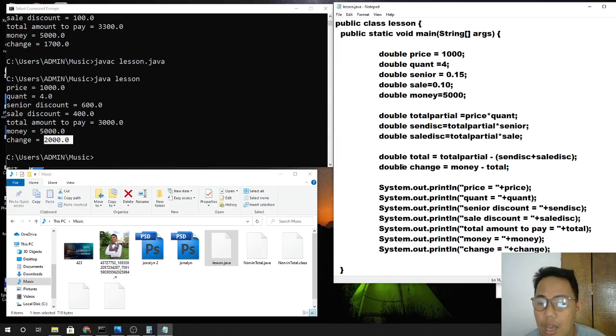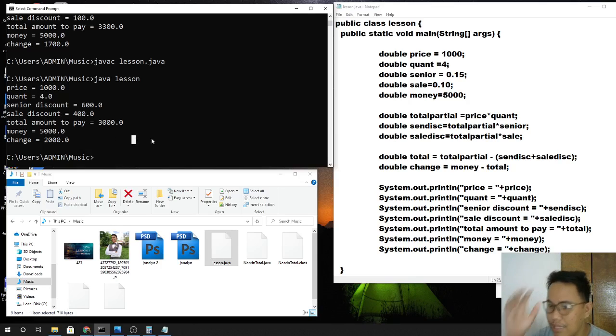How are we going to do that? I put the money here, 5,000. So double change equals money, which is 5,000, minus total, which is the value of total is 3,000. So 5,000 minus 3,000, the answer of that is the container change or the variable change. So that's why it will be shown here on the last line, 2,000. So that is our complete syntax, guys, on how to generate a syntax that is able to produce a point of sale in a cashier, right?